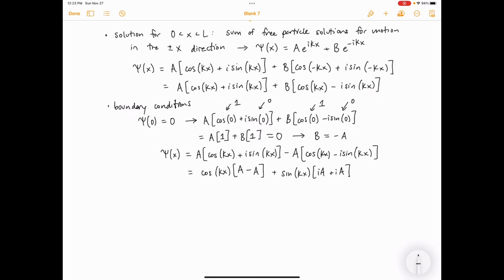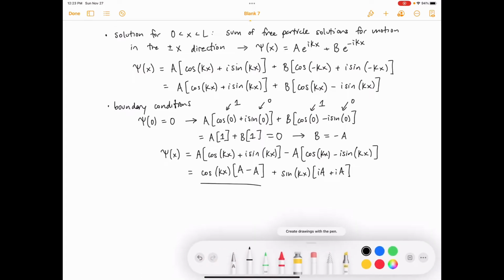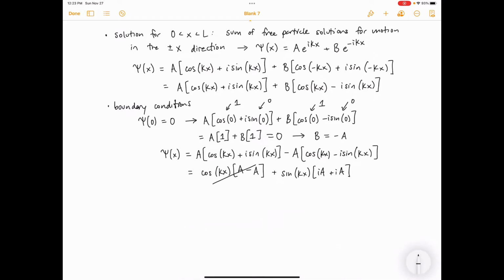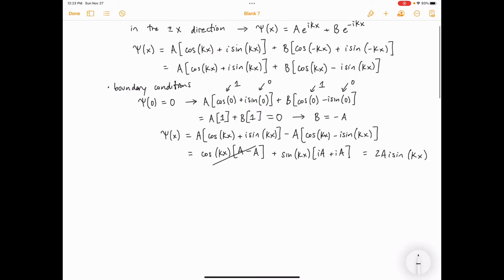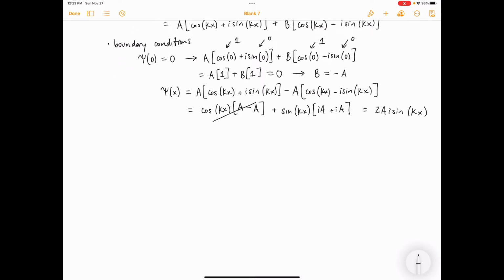So overall, if you look at the first term, it's got to equal 0 because you have a minus a, which equals 0, multiplying the cosine. So that just goes away. And what we are left with is this: 2 times a times i times sine of kx, which is not too bad. That's a pretty simple form. Okay, so that's what our wave function looks like so far.